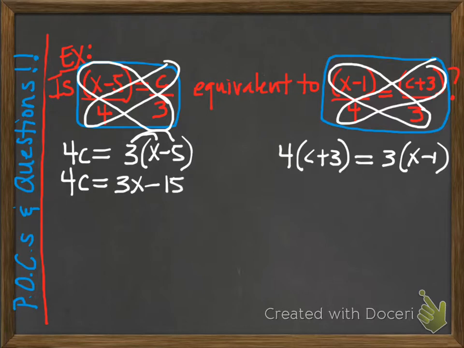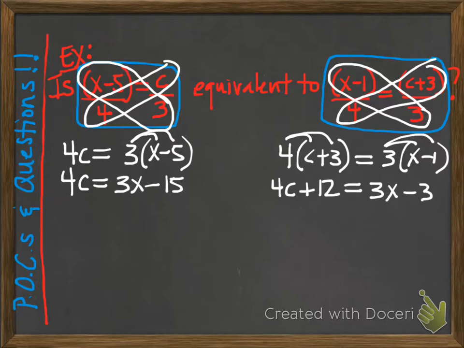On the right side, I'm going to distribute the 4 and the 3. 4 times c is 4c. 4 times 3 is 12. 3 times x is 3x. 3 times negative 1 is negative 3. Okay, so let's look at this. They're starting to look a little bit better. I can see that the equation on the left only has 4c on its left side, whereas the equation on the right has 4c plus 12. Maybe if I move that 12 to the other side, they'll look even more the same. So I'm going to subtract 12 from both sides, and I've got 4c equals 3x.